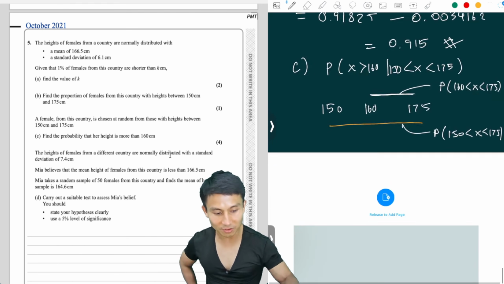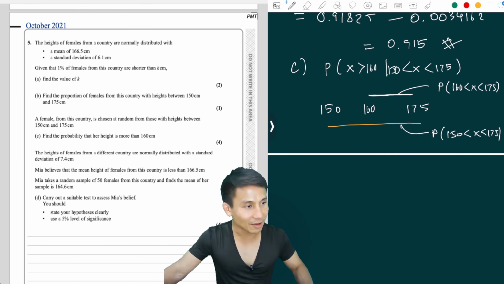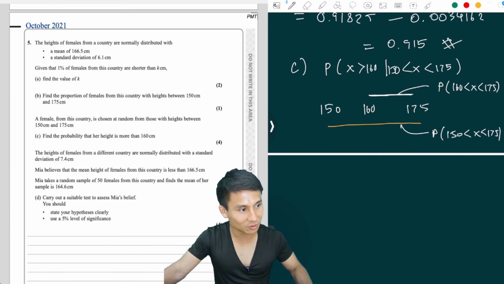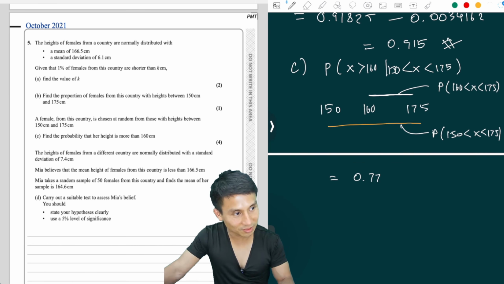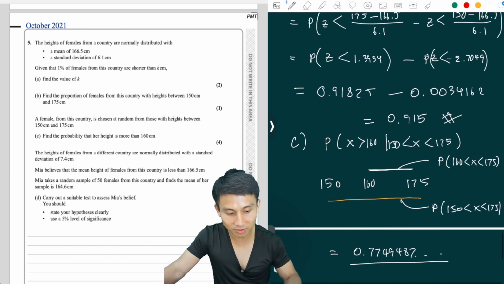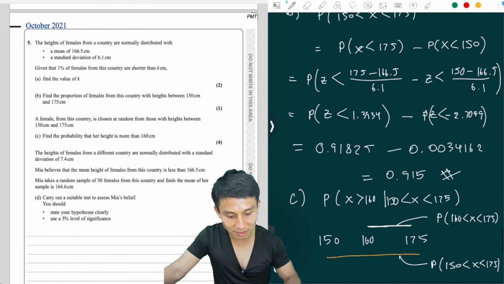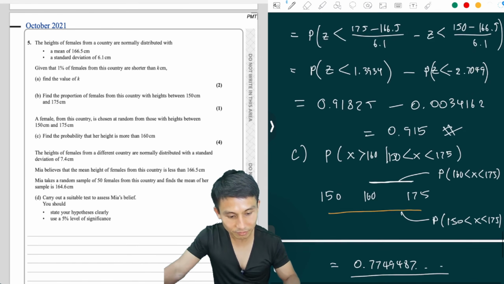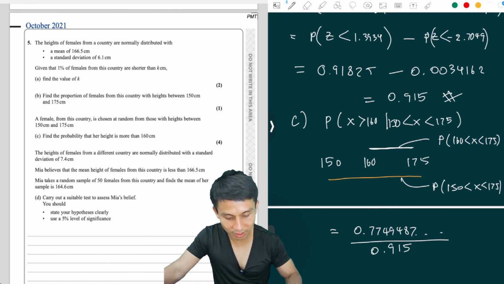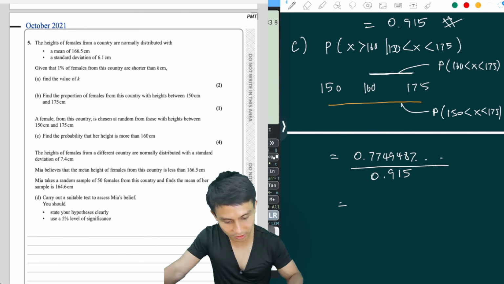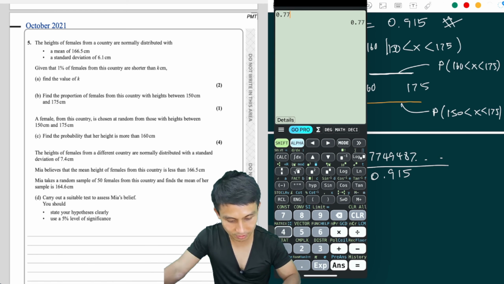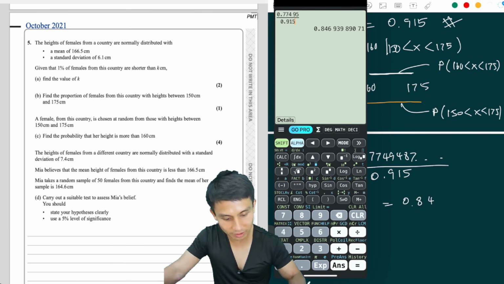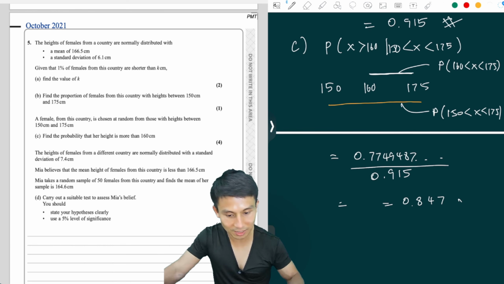And again, you can just use the calculator here to find this one, but after you use the calculator, you will see that it is just 0.774947. And the previous one for 150 to 175, I'm just going to take the value from the previous question there, which is 0.915. Okay, so you do the math there. I'm just going to leave it at that, and this will give me 0.846 or 0.847. So that's the answer for this part.